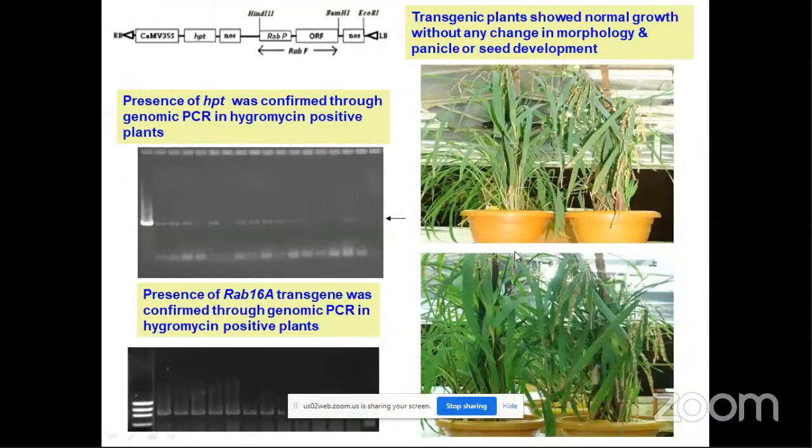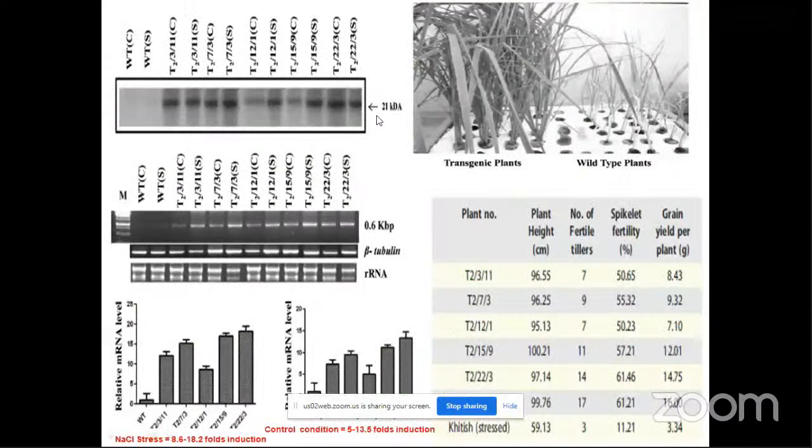plants. In a similar fashion, we confirmed the presence of the transgene through genomic PCR, and showed that it was behaving almost normally like the wild type plants, like the control plants. The transgenic plants were confirmed through Western blot analysis, showing the protein accumulation in presence of stress, and also through semi-quantitative RT-PCR, showing that in case of NaCl stress, there is an 8.6 to 18.2 fold induction among the different transgenic lines.